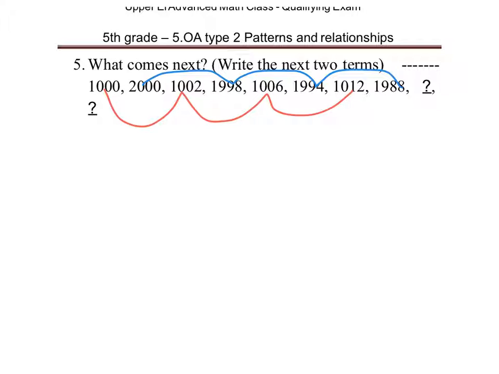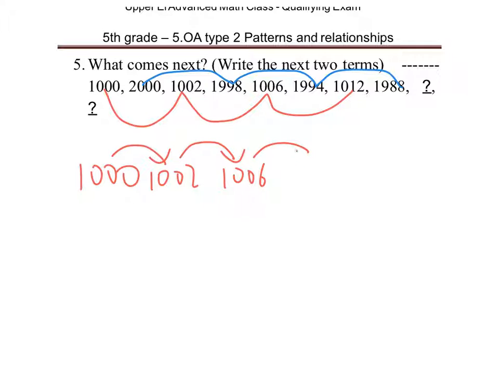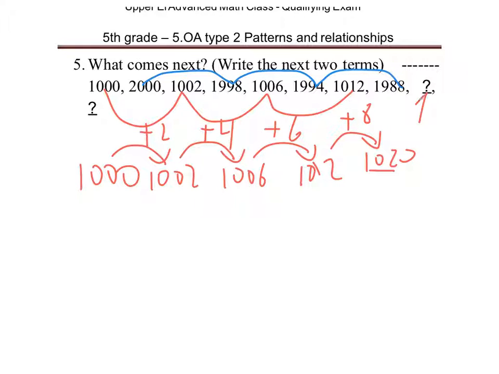So in red, we have 1,000 goes to 1,002, goes to 1,006, goes to 1,012, goes to what comes next. Okay, so we have a +2, a +4, a +6. So we suspect the next one will be +8. So the next thing for that one will be 1,012 + 8, 1,020. So that's going to go there.